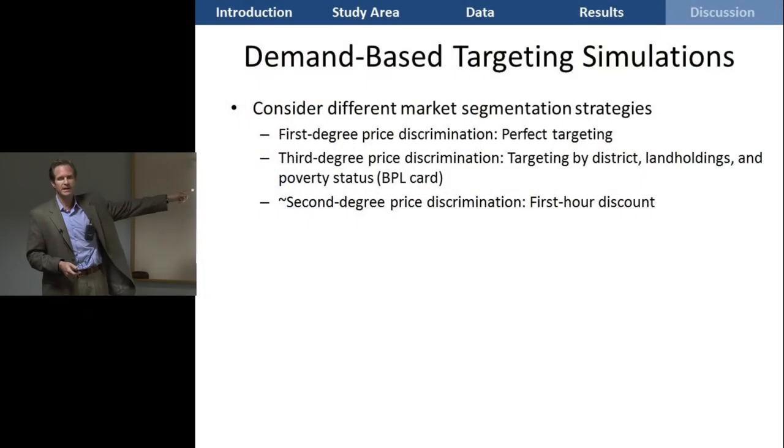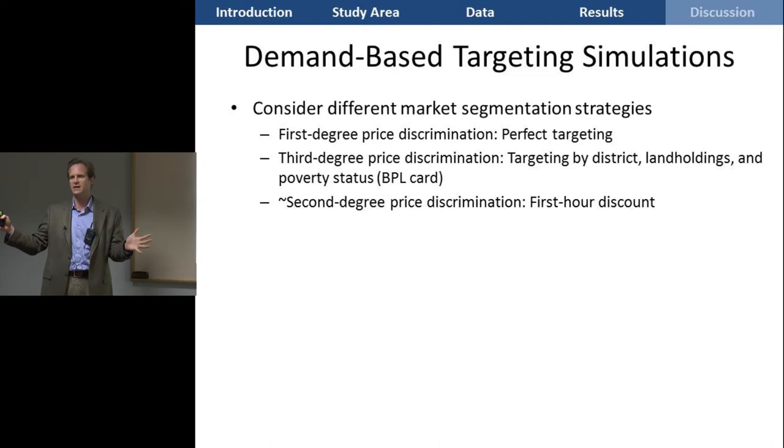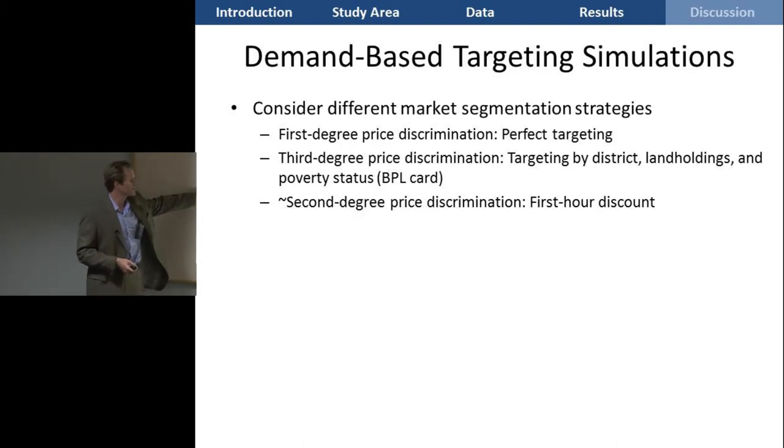First, by district. There actually were statistically important demand differences by district. So we're going to target by district, land holdings, so the total amount of land held by farmers, and poverty status, that's whether they hold a BPL card. Okay, so this is third-degree price discrimination.